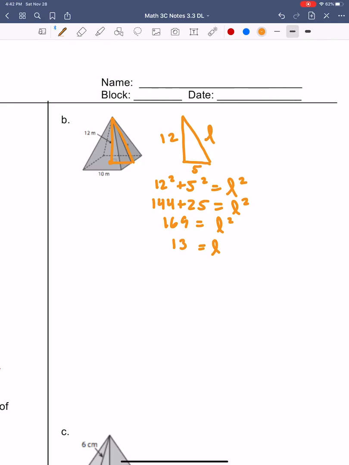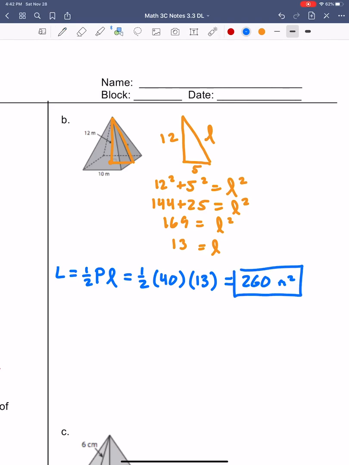Now we can go ahead and find the lateral area using our formula, L equals 1/2 P times the slant height. So that's going to be 1/2 the perimeter. Each side is 10, so there's 4 of them, because it's a square, so 10 plus 10 plus 10 plus 10 gives me 40. And then the slant height we found to be 13. Evaluating that gives me 260 square meters for the lateral area.